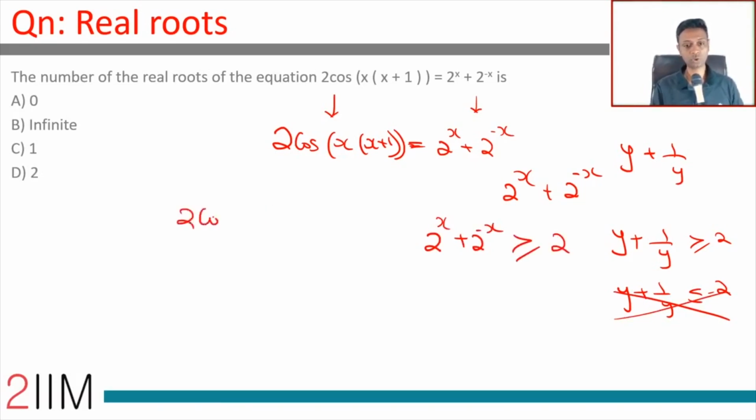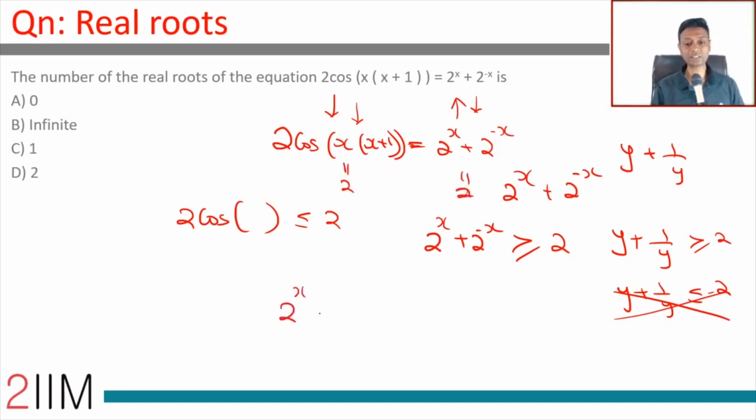Wonderful. Now 2 cos anything is less than or equal to 2, since cos of something is less than or equal to 1. Wonderful, so we've got this completely nailed down. This part has to be less than or equal to 2. This part has to be greater than or equal to 2. When is it possible? When this is equal to 2, this is equal to 2.